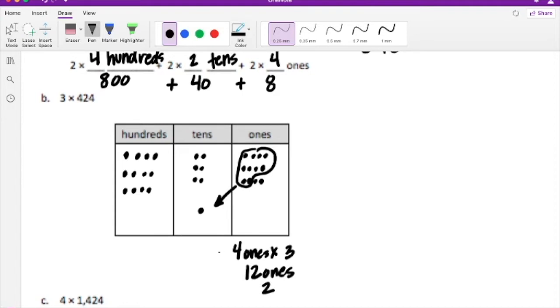Because I regrouped 1. Plus, we have 2 tens times 3, that's 6 tens. But I also added that 1, so that would be 7 tens. So there's nothing to regroup there. Now going on to the hundreds, we have 4 hundreds times 3, that's 12 hundreds.